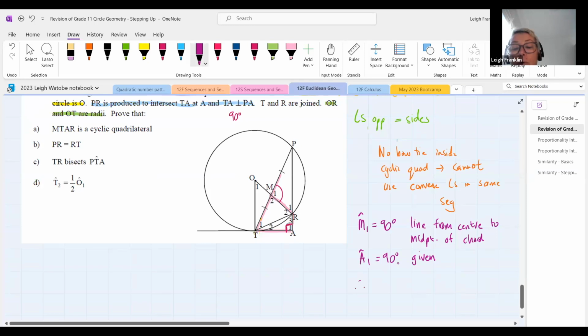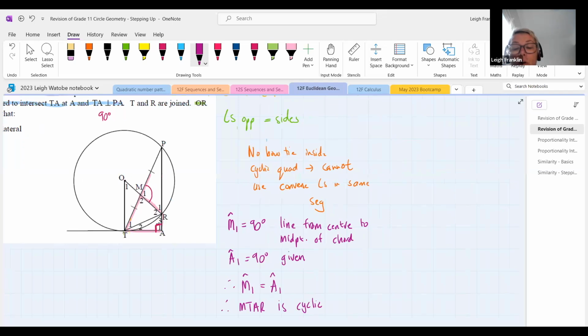Therefore, M1 equals A1. Very important. Okay, it's because M1 equals A1 that the quad is cyclic. So you have to say that. So therefore, MTAR is cyclic. And our reason, converse exterior angle of cyclic quad.